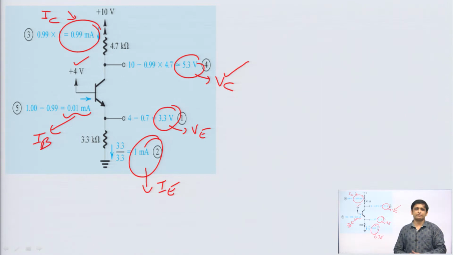Sometimes it is very easy to find out the region of operation of the BJT, and sometimes we need to calculate some voltage and current. So, if we are unable to find out the region, then just assume it, and whatever result you get, just verify it.